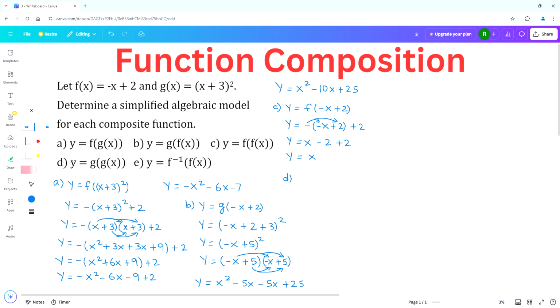Now we can answer part D. y = g(g(x)). The first step is to replace g(x) in the parentheses by the given function (x + 3)². Now we can use the given function g(x) to find g((x + 3)²). We should replace x with (x + 3)² in the given function g(x).